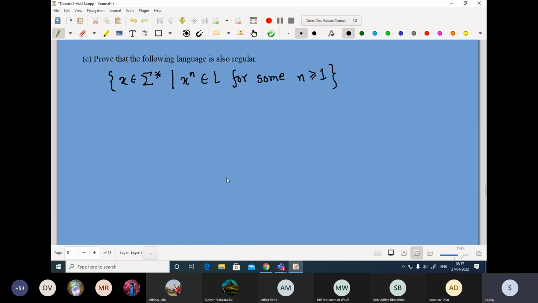Okay, so now you get a variant of part A, but now I want to accept X if X to the n belongs to L for some n greater than or equal to 1. So earlier in part A, we saw that I want to consider X if X square belongs to L. Now I'm saying there exists some n such that X to the n belongs to L. Now how will you solve this?